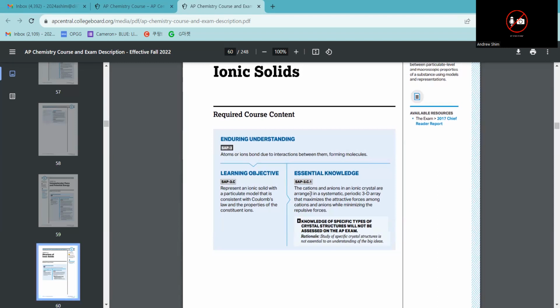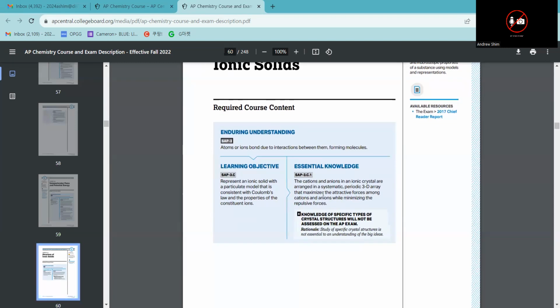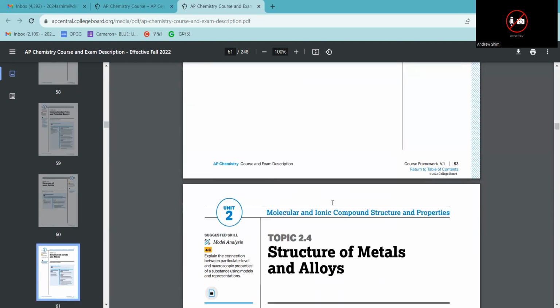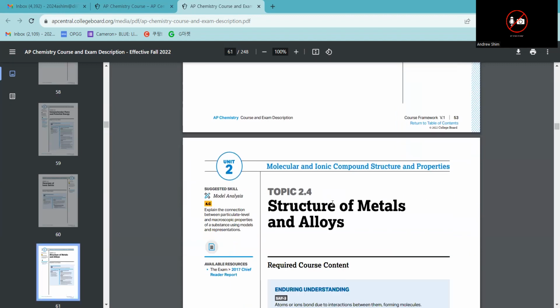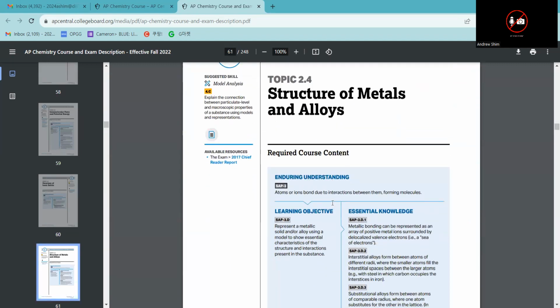In this one, it'll be talking about the cations and the anions arranged in a systematic periodic 3D array that maximizes the attractive forces among cations and anions. They're not that important, but you still would have to know about it.